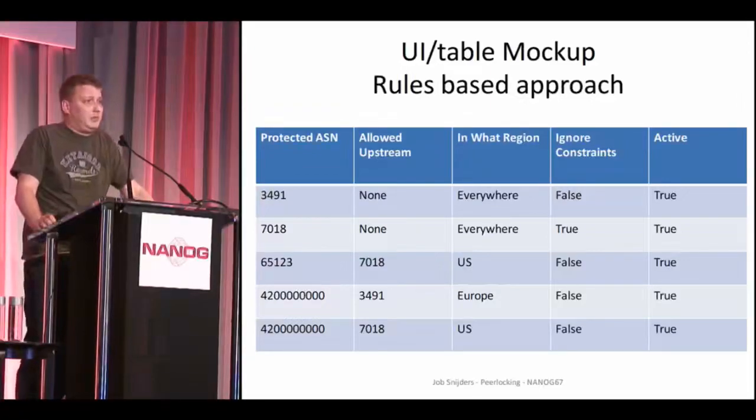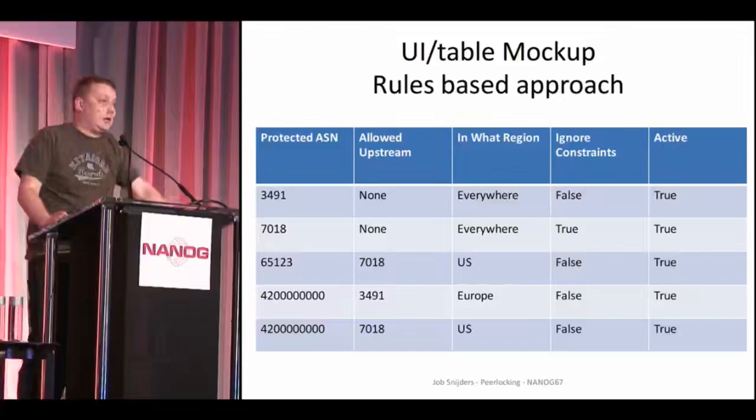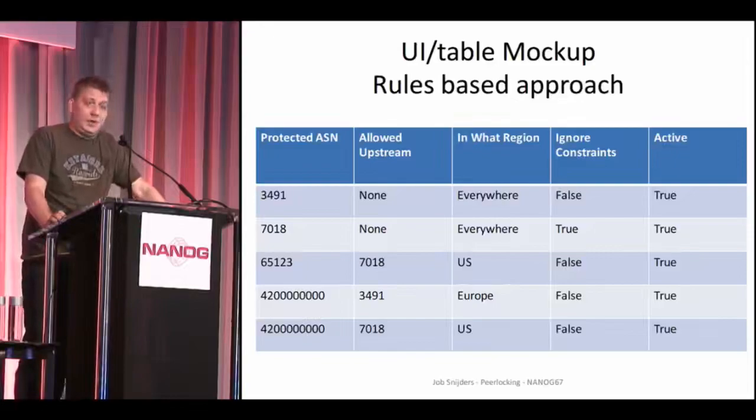there should be no other networks between us and PCW. So we've set allowed upstream to none. There is no other network that is allowed to propagate those routes to us. This applies globally in every region where we have peering sessions.